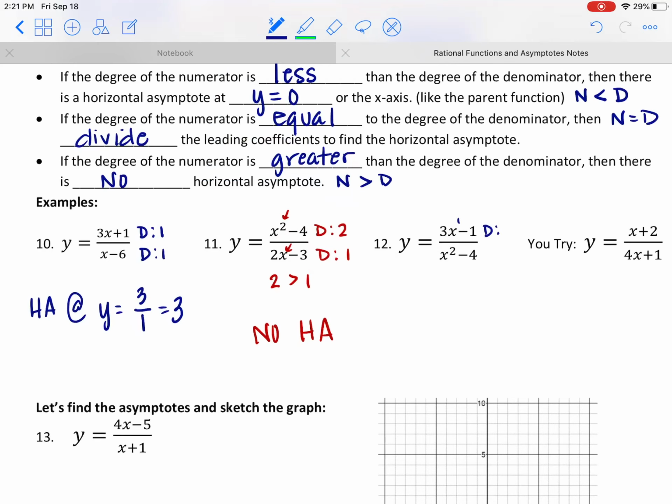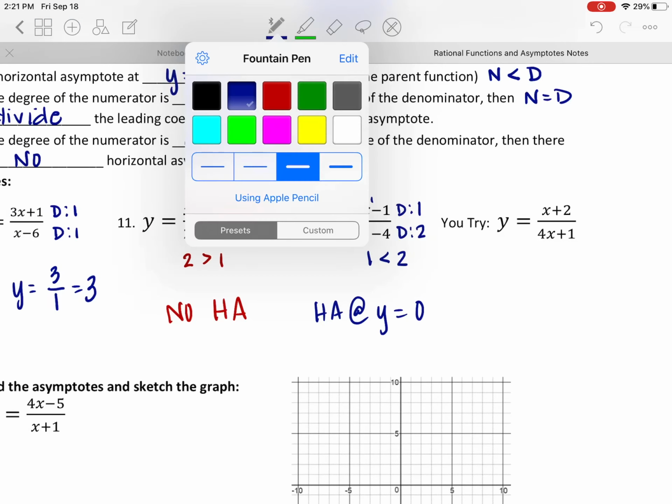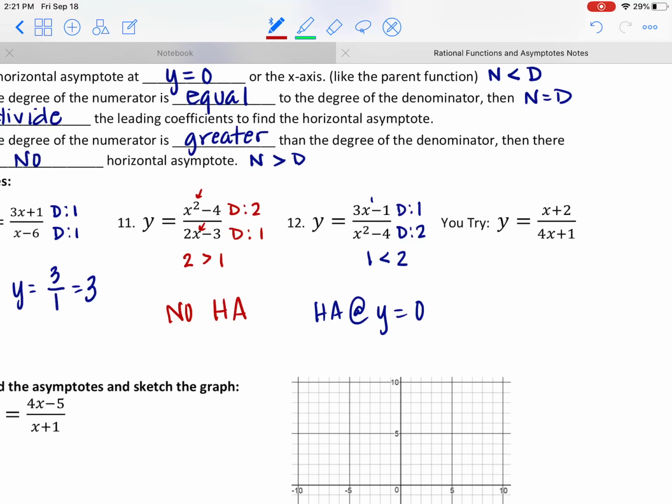Degree of the top is 1, degree of the bottom is 2. So the degree here is 1, and the degree here is 2. This time 1 is less than 2. The top is less than the bottom. So just like the parent function, there's going to be a horizontal asymptote at y equals 0. Okay, and again, you could confirm it with your calculator.